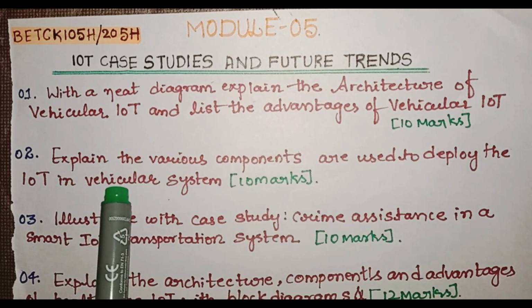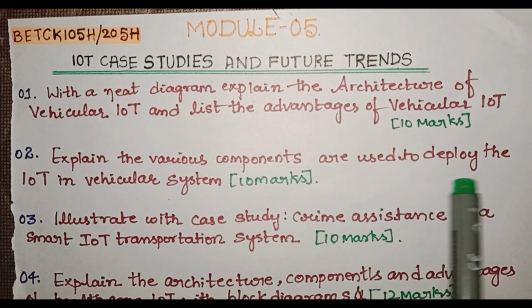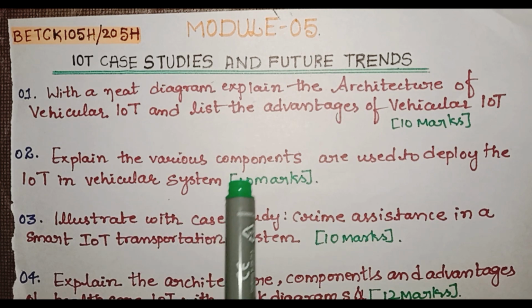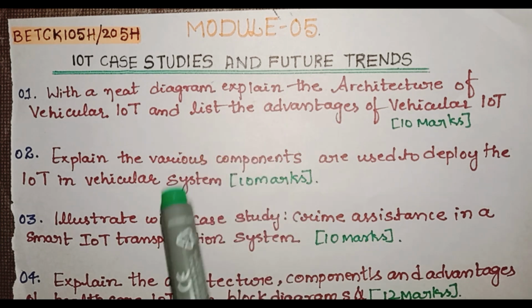And the next question is explain the various components that are used to deploy the IoT in vehicular system. Here you need to explain the components of the vehicular IoT such as sensors, satellites, wireless connectivity, roadside unit, cloud and fog computing, and analytics.